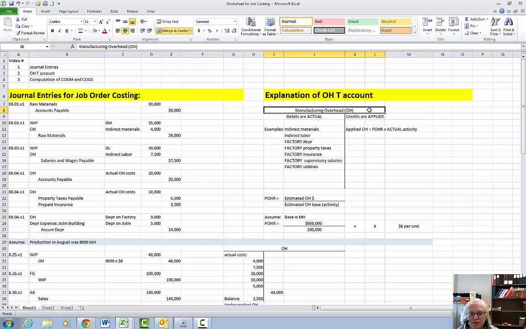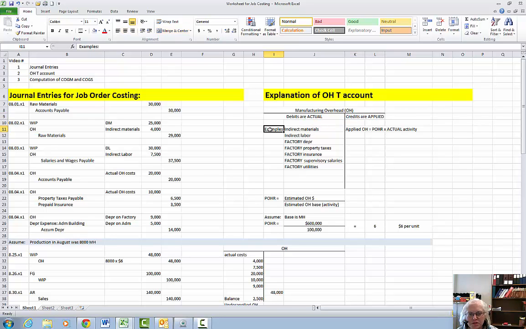So the manufacturing T account, the very first thing I always do when I draw an overhead T account, I make a note to myself that all of the debits are going to represent actual cost, all of the credits are going to represent applied costs.